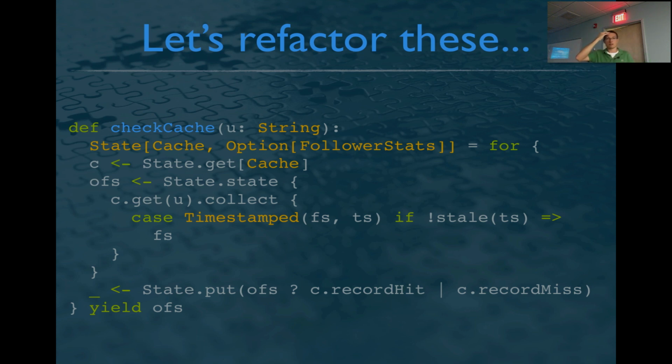Now OFS still ends up as an option follower stats, and it is just an option follower stats on the left side. And so now we need to record a hit or record a miss. And so our last generator can say state.put and say if option follower stats is defined, we want to record a hit on C. Otherwise, we want to record a miss on C. Okay.